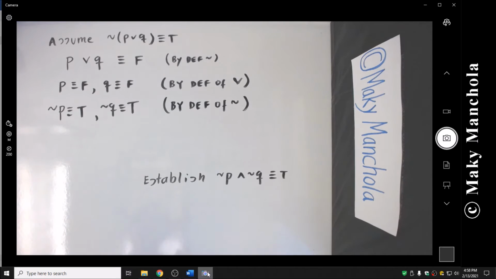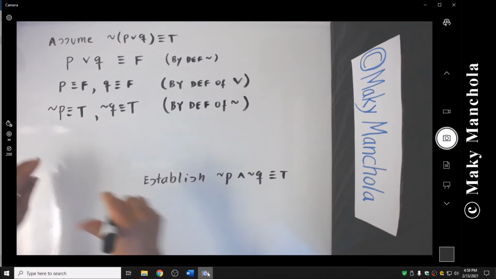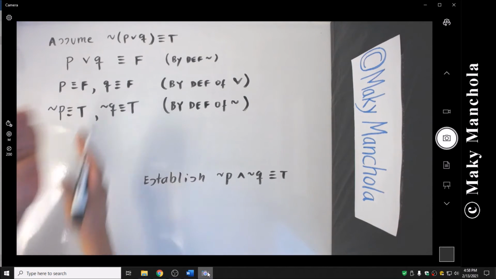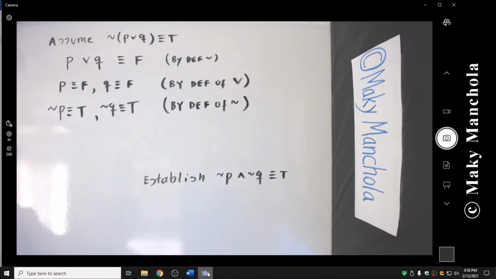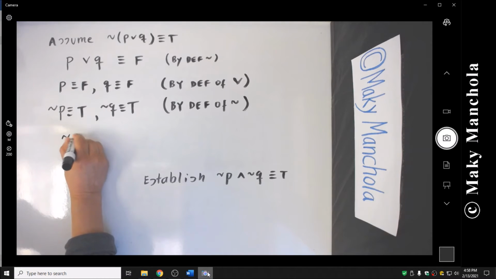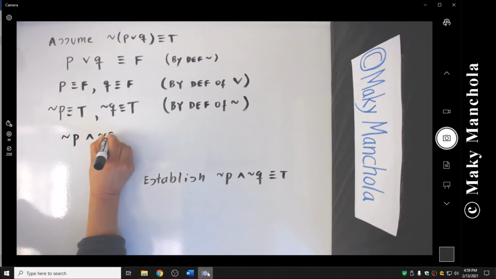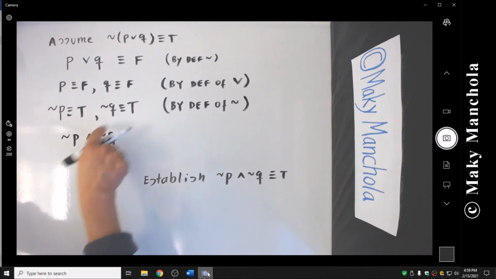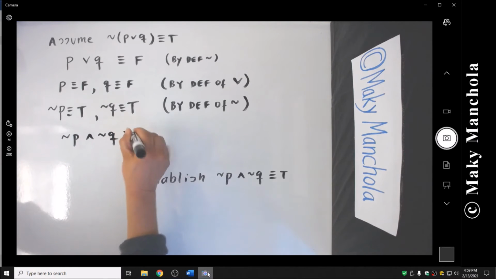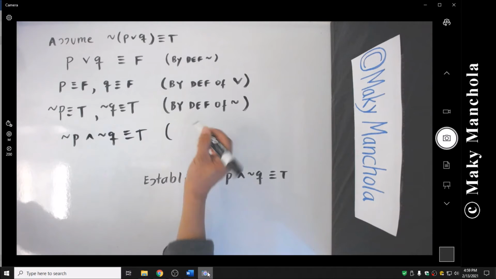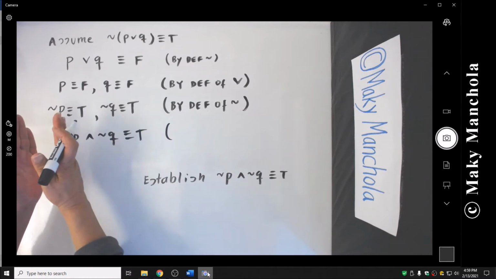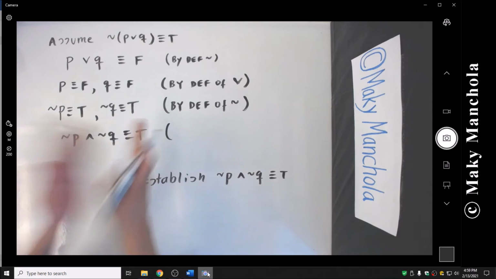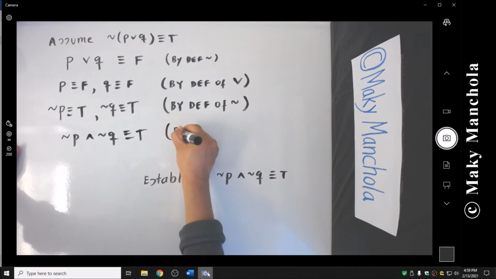So what next? I would like to obtain this conjunction. So let's take the conjunction of negation P, negation Q. So negation P and negation Q. Here is the calculation. True and true. That's logically equivalent to true. So that's by definition of conjunction. When you take true and true, you get true. So that's definition of conjunction.